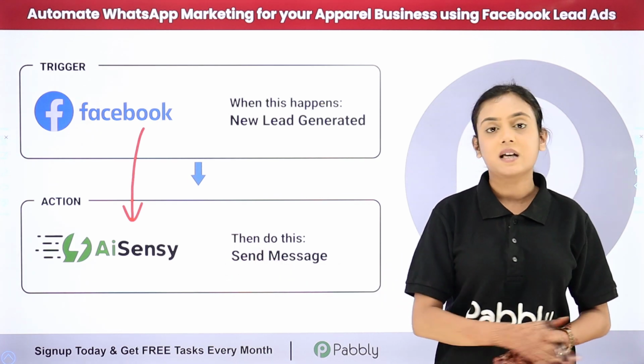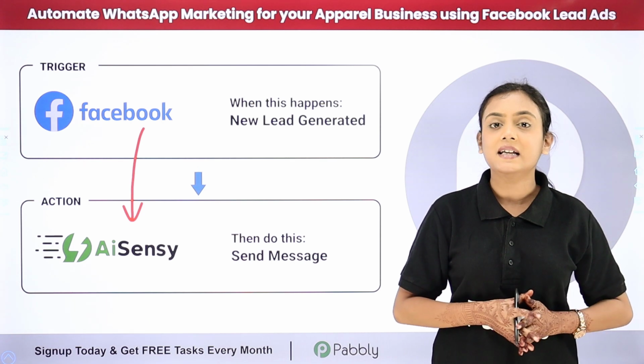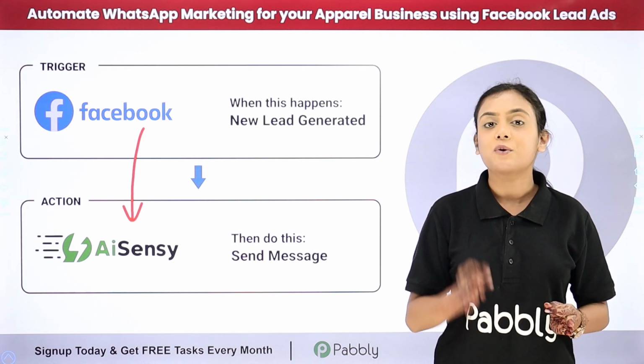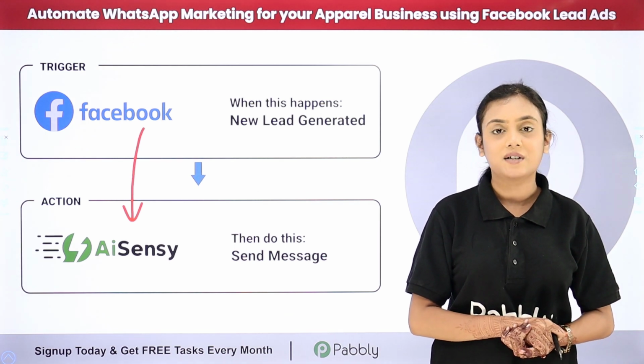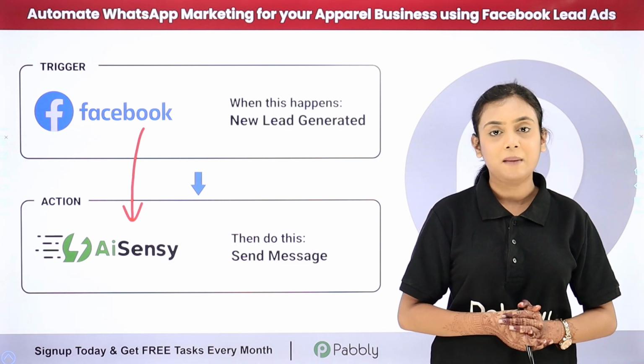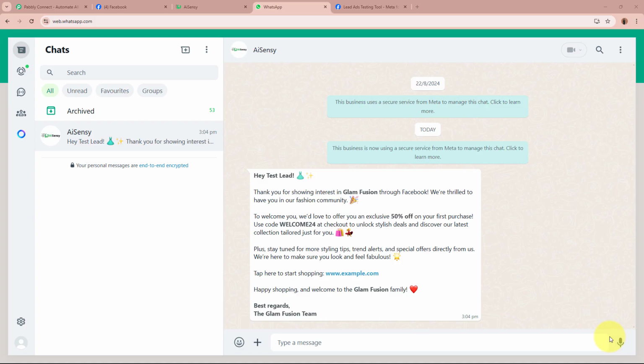With the help of WhatsApp by AI Sensei, I have created a message template which I am going to be sending as messages to all the leads that are generated. If you want, you can create your own message template with the help of Wati or Interact. If you want to learn about this amazing automation step by step, then let me take you all to my screen. In this video, we're going to learn how to automate WhatsApp marketing for your apparel business using Facebook lead ads.